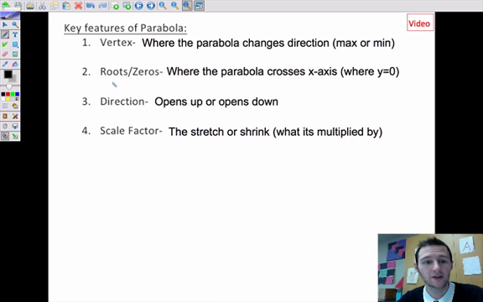The roots and zeros is something that we haven't talked about quite as much. This is basically just where the parabola crosses the x-axis, and that's where y equals 0. And we'll look at an example of that in just a minute. This will also be much more important in later learning targets, where we'll talk about why we even care about the roots and the zeros, why we even care about finding them. But for now, all you need to know is this definition.